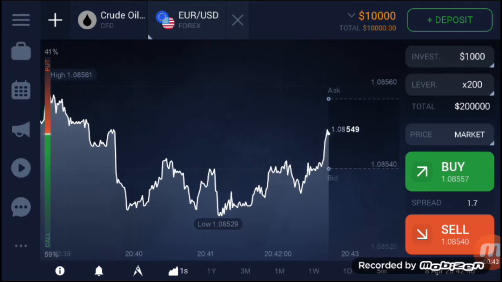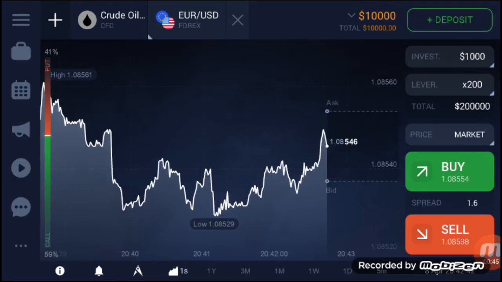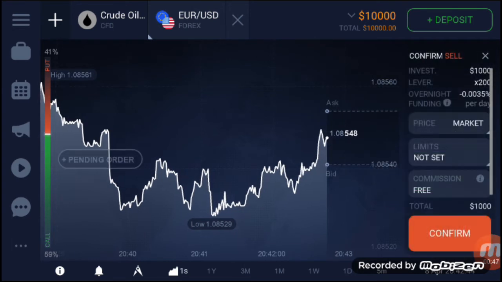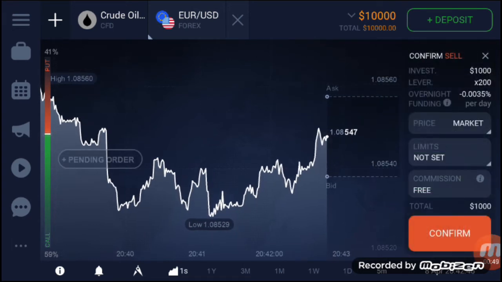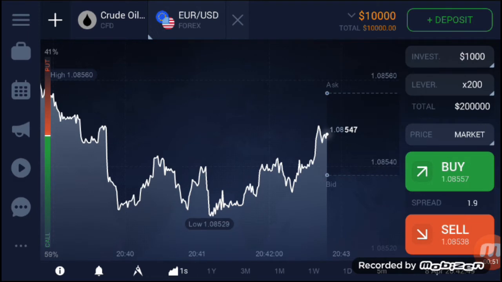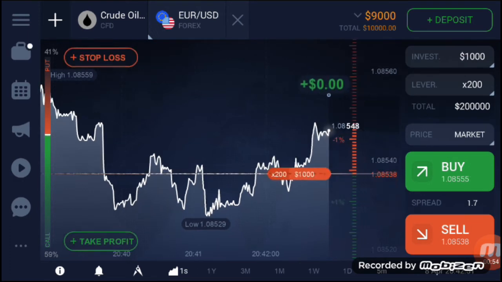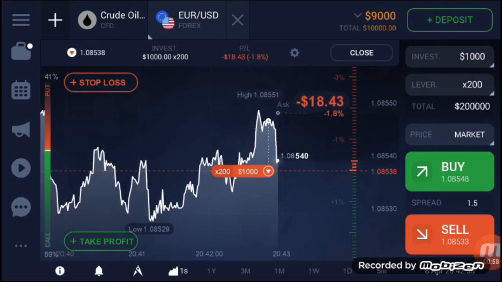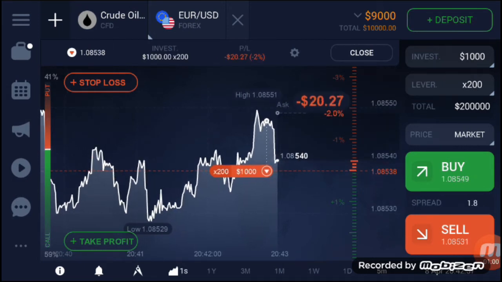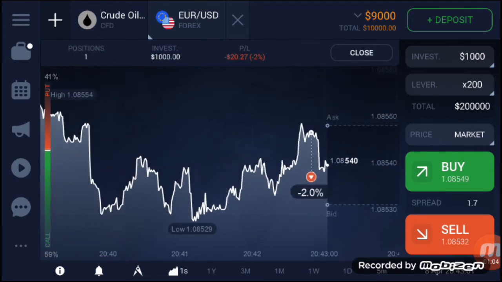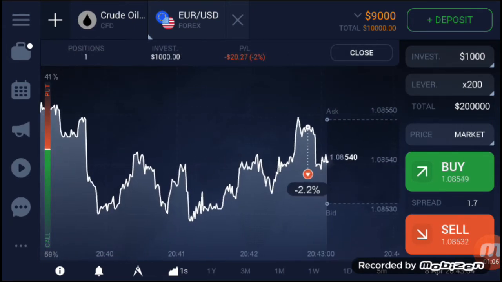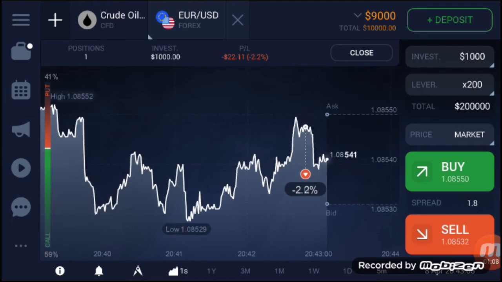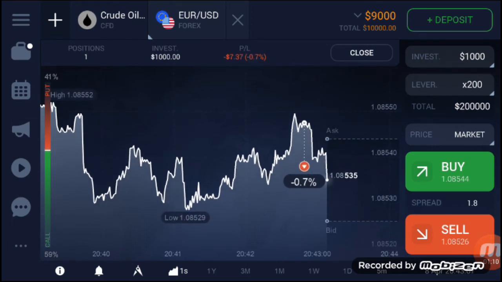Okay, I will sell it, and you can actually sell and buy. So I'm going to sell, confirmation of sell. So when I sell, it is 2 times the money. So this here you can see here. That's it. People are also trading.